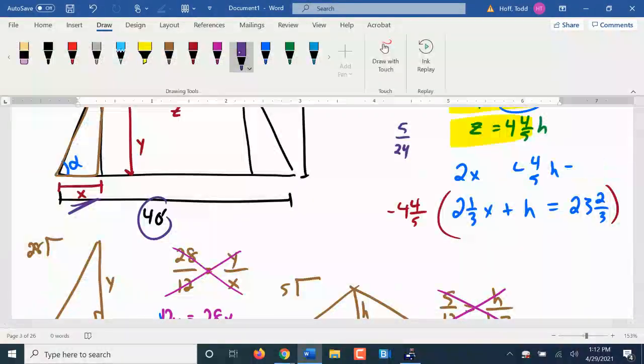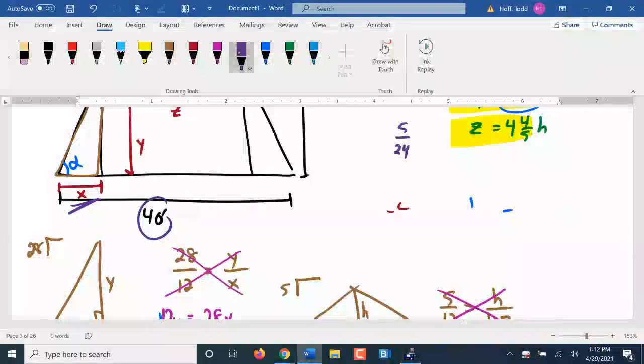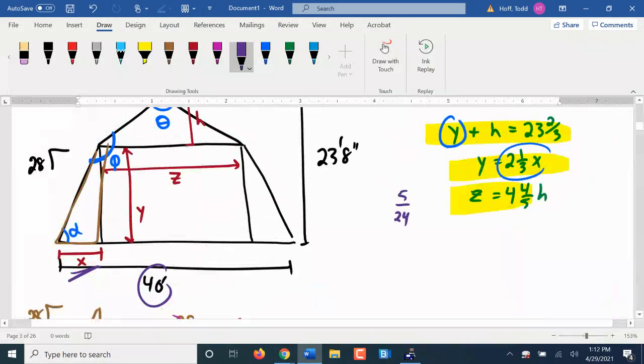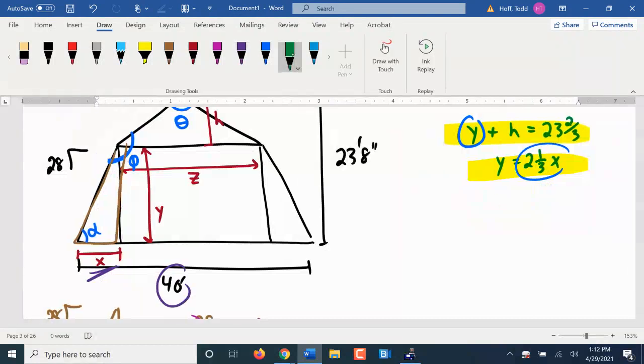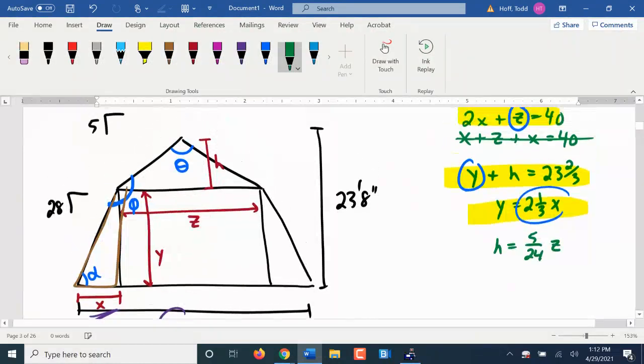this system of equations. And here's what I'm going to do. I'm actually going to redo this equation here. Instead of solving for z, I'm going to solve for y, or for h. And I'm going to get that h equals 5/24 z. And I'm going to do the substitution there, so I'm not working with such outrageously large numbers.